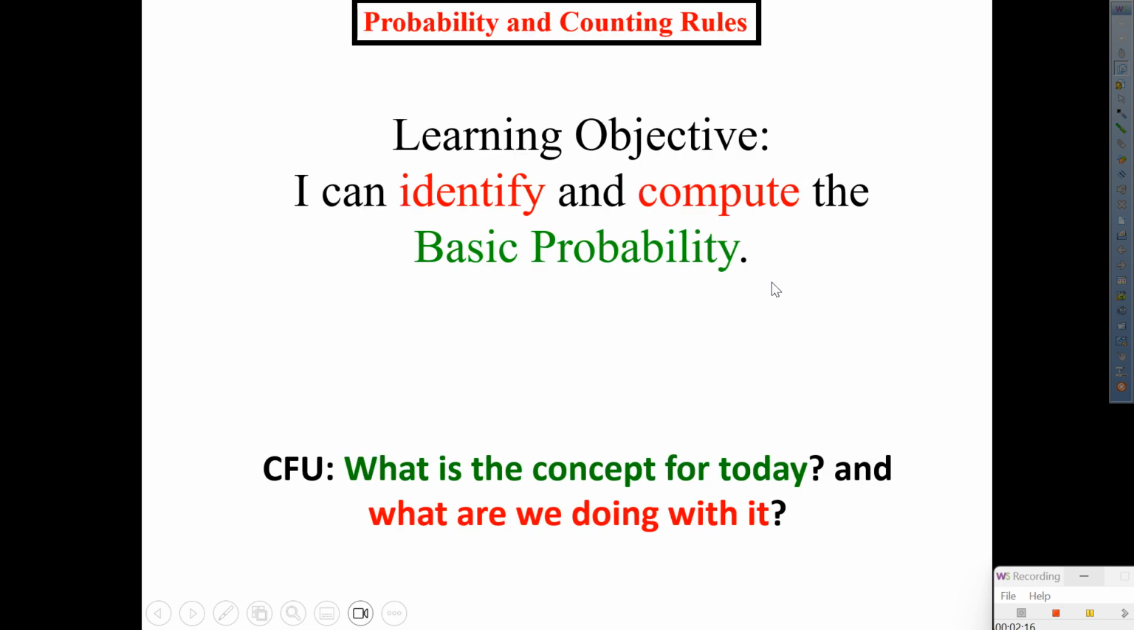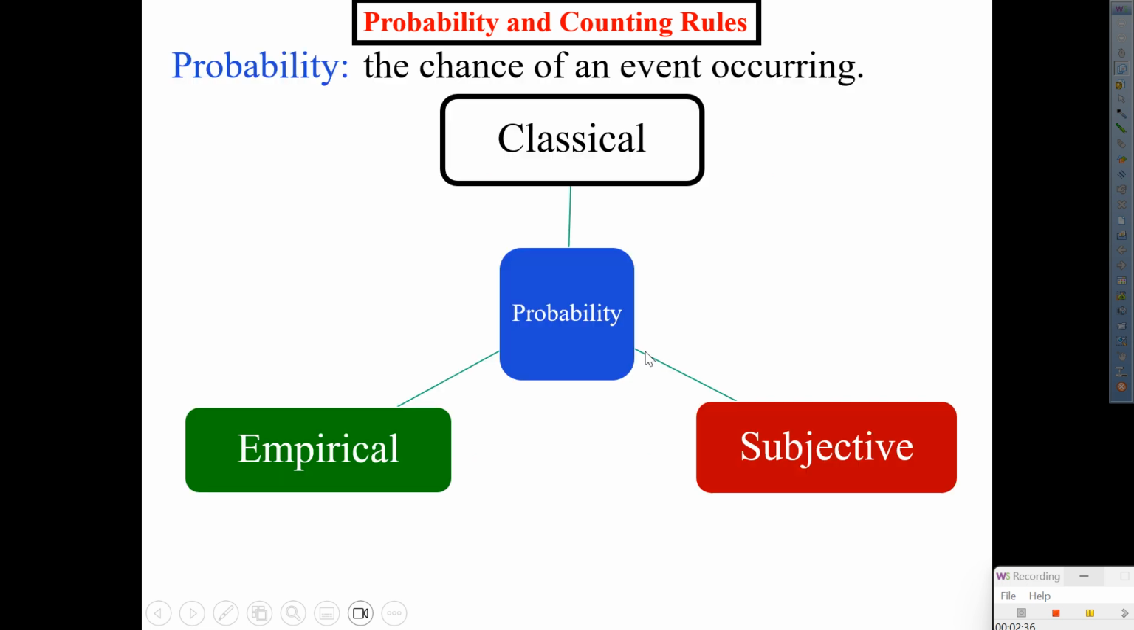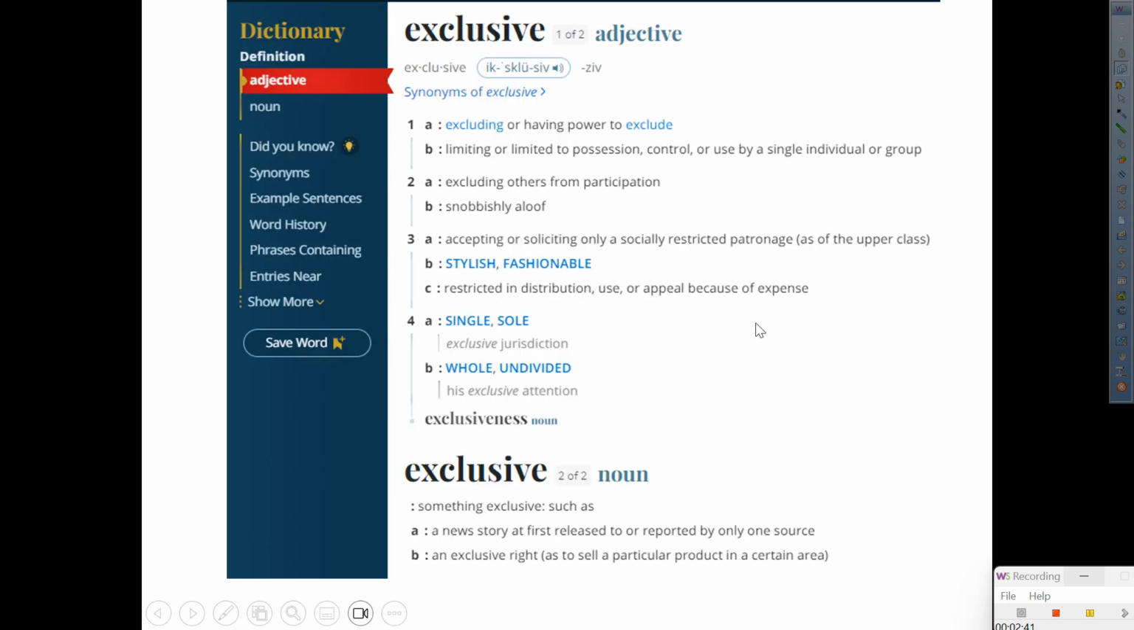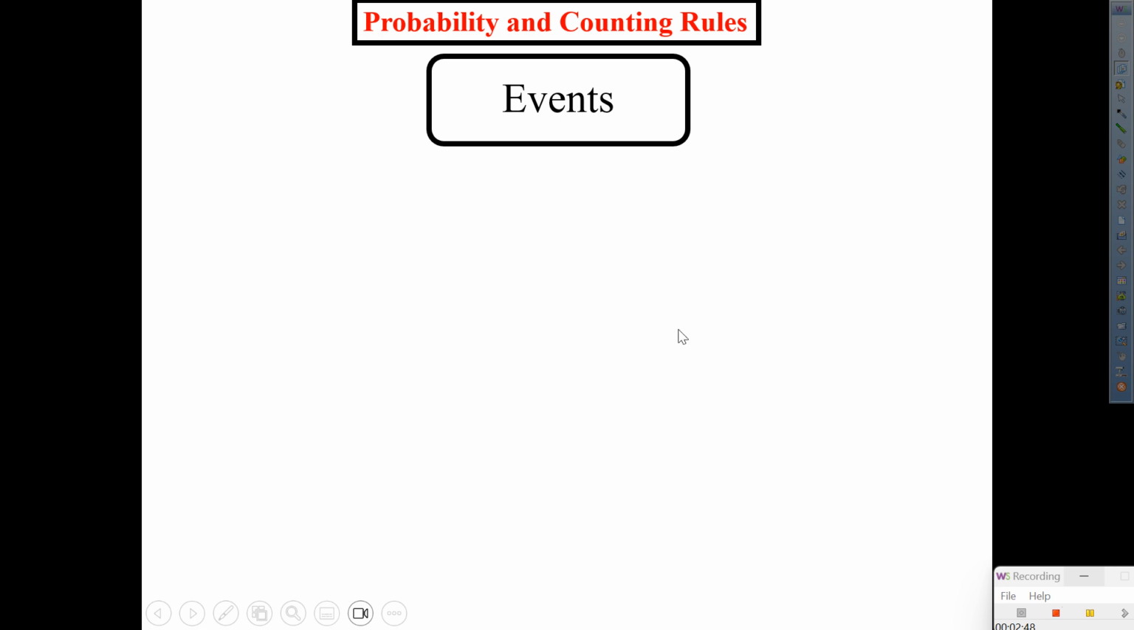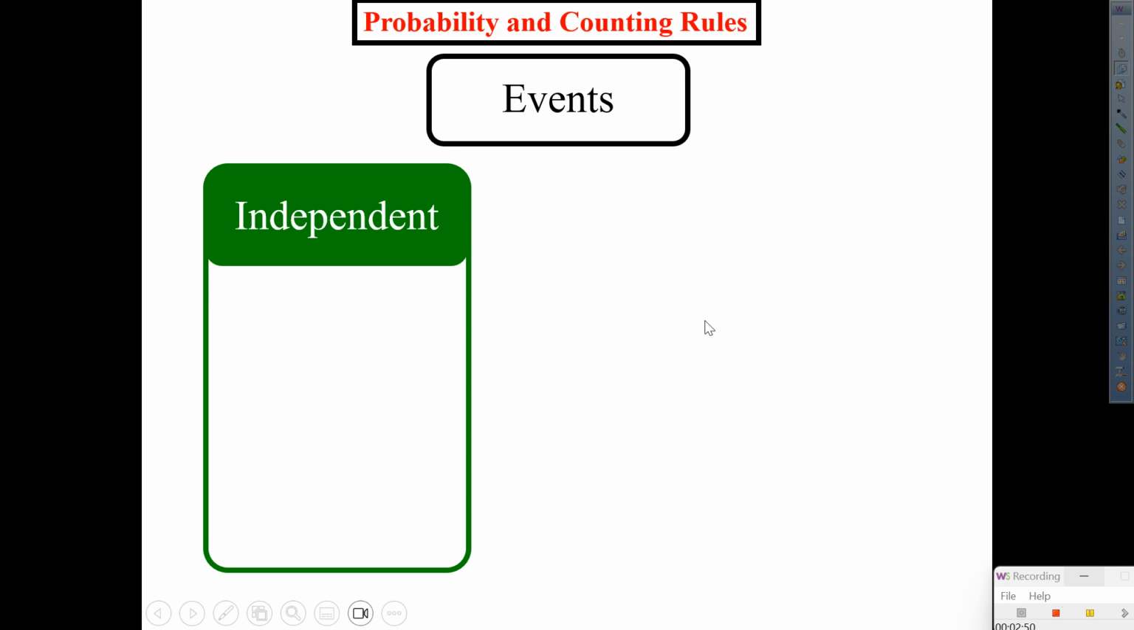Okay? All right? So with that said, I can identify and compute basic probability. We're still in the middle of this session. We already finished the introduction. We moved on to the different types of probabilities. From there, we moved on to addition rules for probability. So today we're moving on now to a different type of probability. And here they are. We covered classical, empirical, and subjective. We talked about mutually exclusive, not mutually exclusive. But today we're going to talk about independent and dependent.